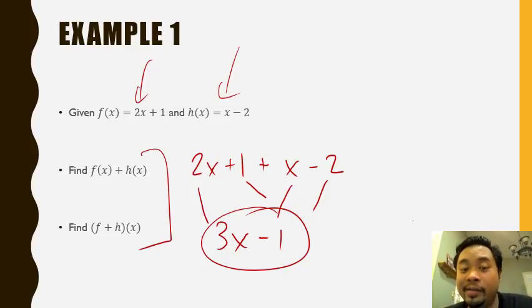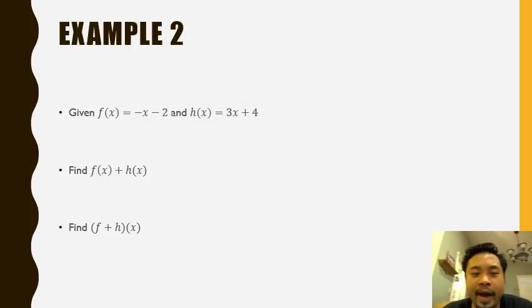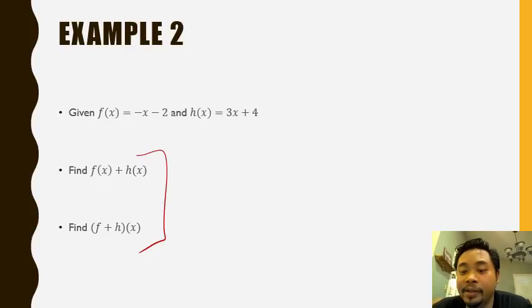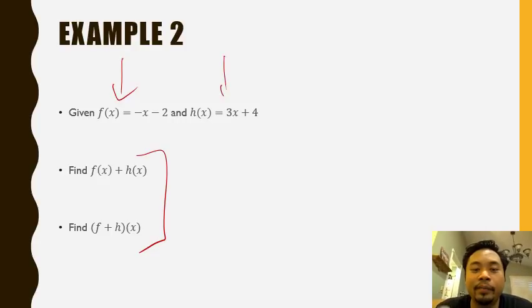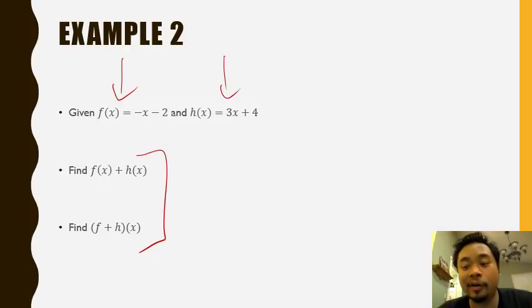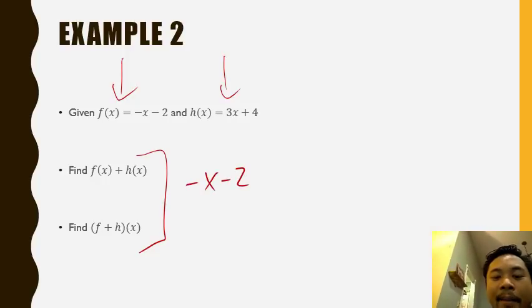So let's take a look at example number 2. All right, so here's example number 2. Again, all we're doing here is combining 2 functions together by collecting like terms. So I've got f of x here and I've got my h of x here. So all I'm going to do is combine them by adding them together. My first function here, f of x, is -x minus 2. And I'm going to add to it that second function, which is 3x plus 4.